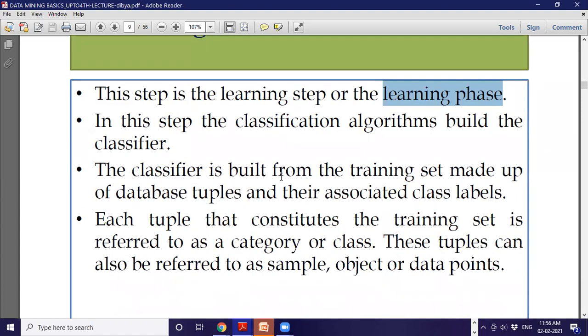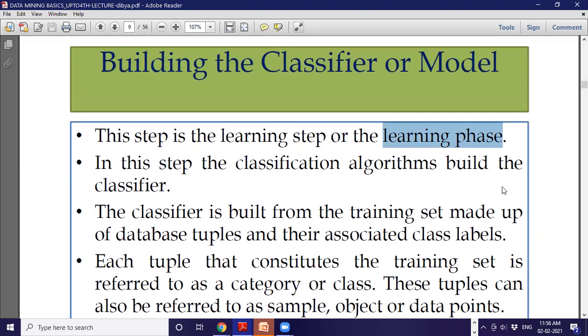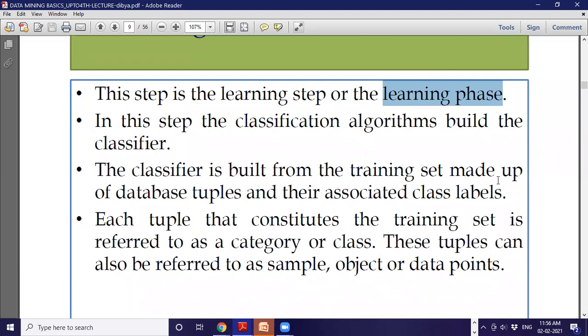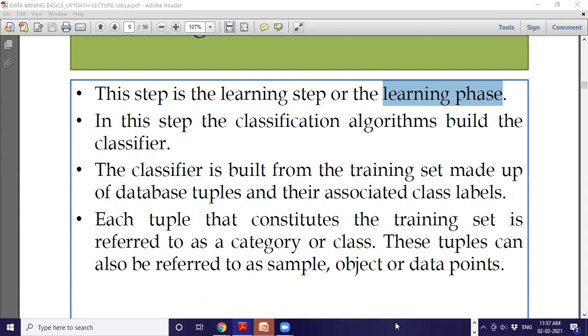So the classifier is built from the training set made up of the database tuples and their associated class labels. What I have just said is that in this step, you have some knowledge about the data for which the classifier is to be built, right? Knowledge means what? Class labels. Let me give you one example.